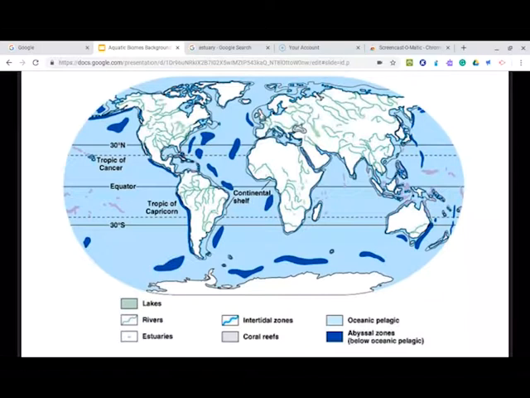Another aquatic biome that would be found at certain latitudes would be our mangrove forests. If you don't know what they are, look them up. They're freaking awesome.